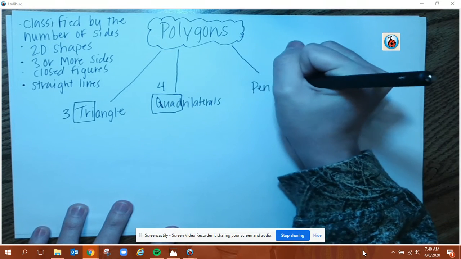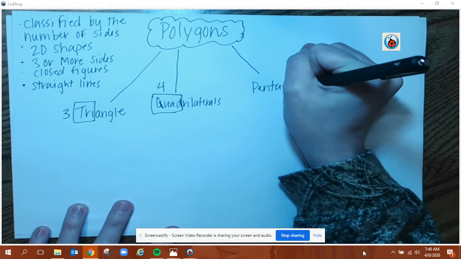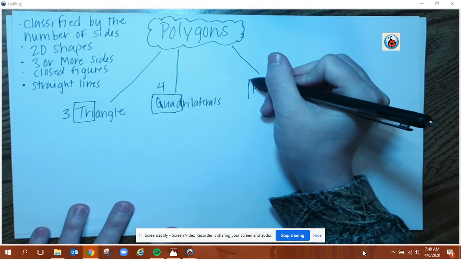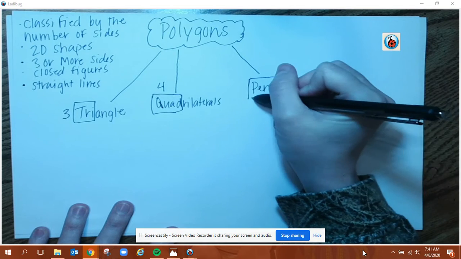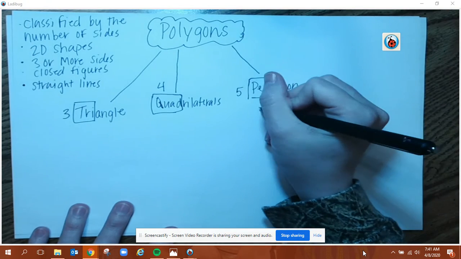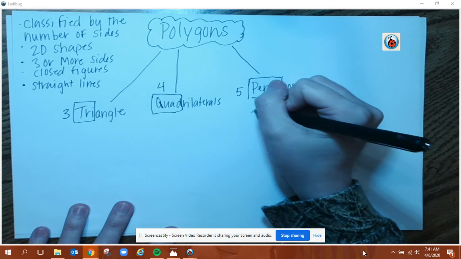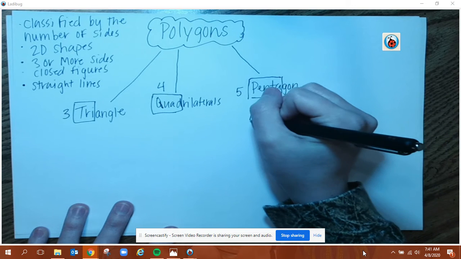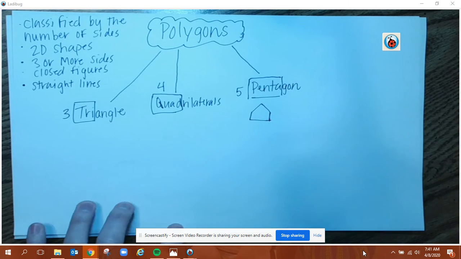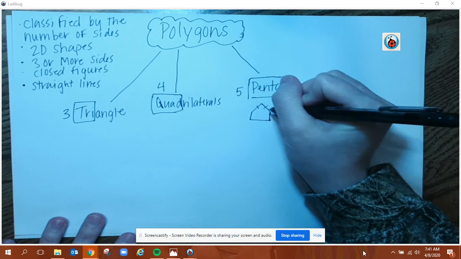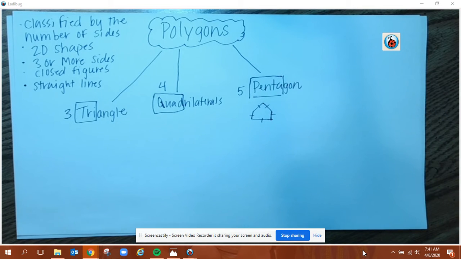Okay, so the first one we're going to talk about is a pentagon. Okay, and if you remember your prefix, penta, tells you that this has 5 sides. Okay, now when we talk about a pentagon, we're talking about 5 equal sides. So don't judge my drawing. My sides might not be equal, okay, but we know that every pentagon is going to have 5 equal sides. So if I count 1, 2, 3, 4, 5, that would be a pentagon.